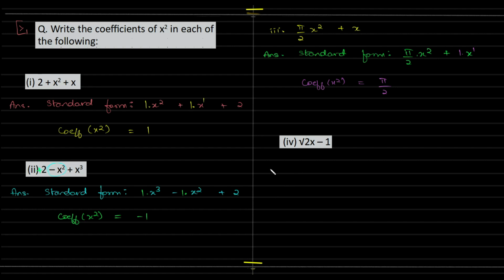The last one is a tricky part. I'm sure few of you would have got stuck. So let me help you guys out. For others, do watch. You might learn few things. So we have the standard form is root 2x minus 1. And let's put a 1 over here. Now, there's no x squared term. So what is the coefficient? How can we talk about the coefficient? Well, the trick here is 0.